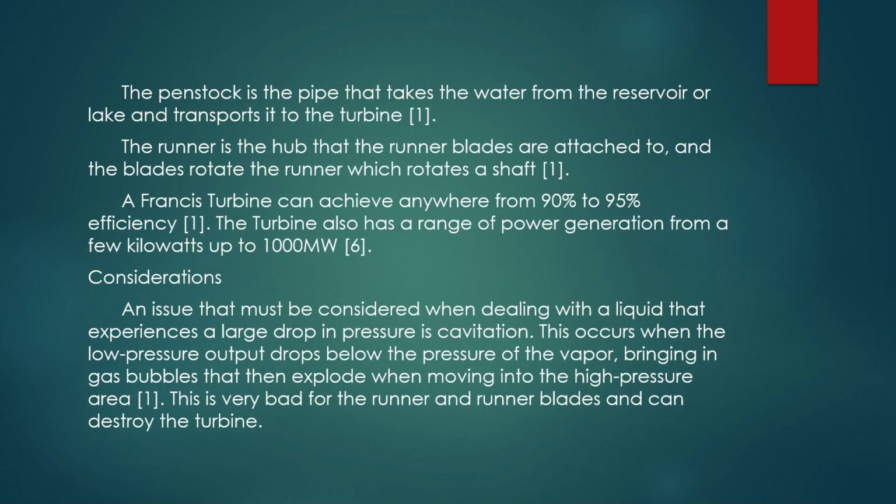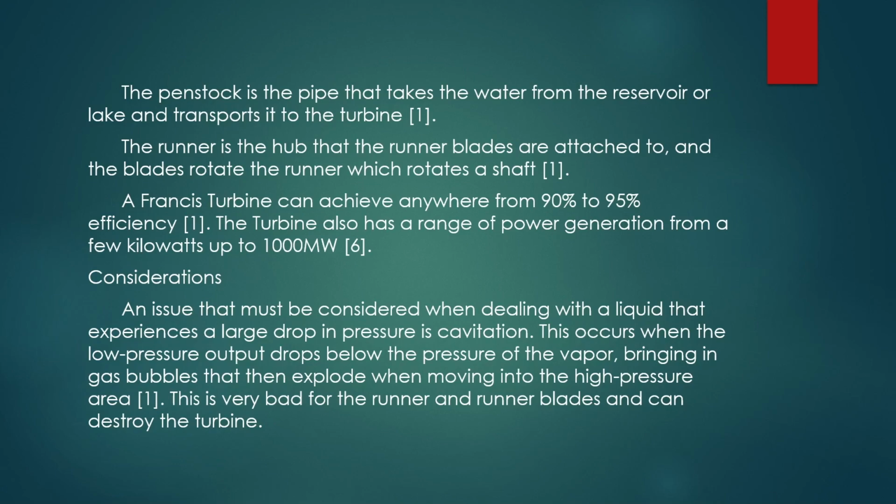The penstock is the pipe that takes the water from the reservoir and transports it to the turbine. The runner is the hub that's connected to the runner blades and the shaft that spins. Francis turbines can achieve anywhere from 90 to 95% efficiency. The turbine also has a range of power generation from a few kilowatts to up to 1,000 megawatts.